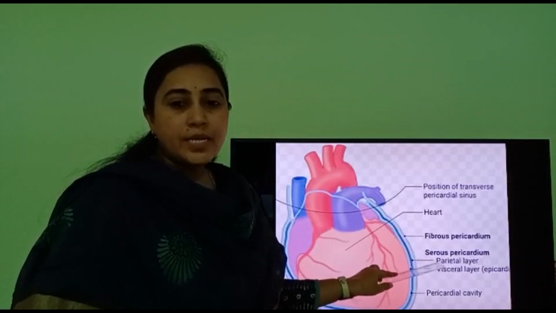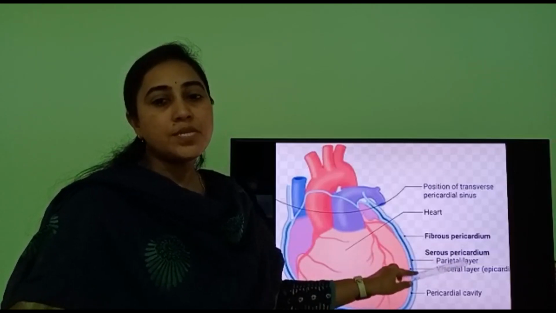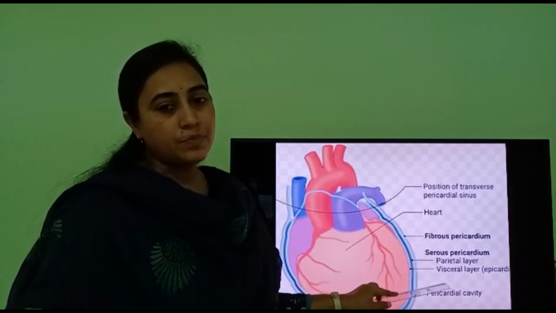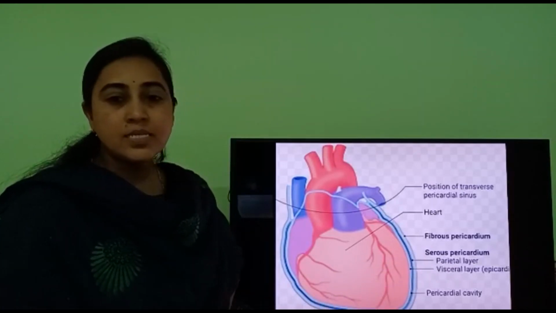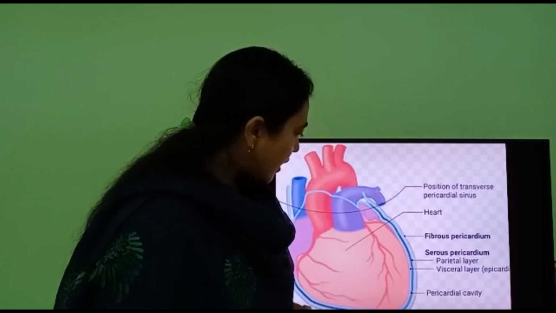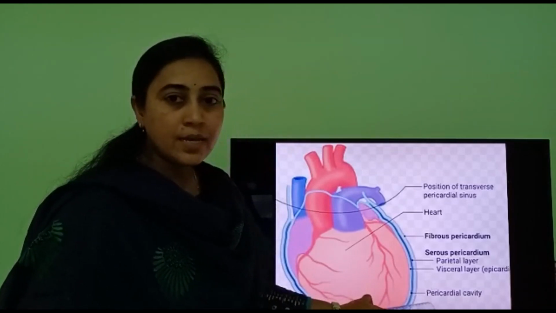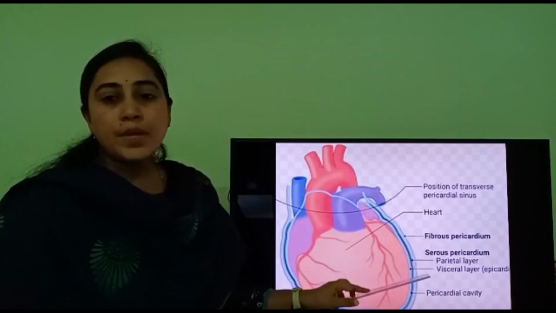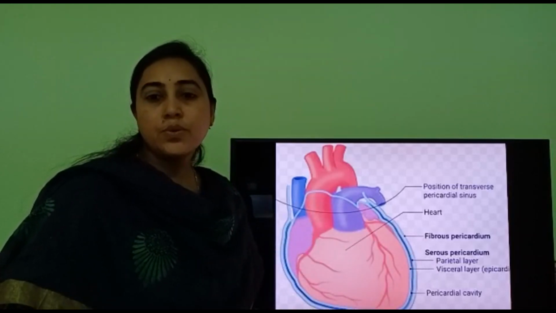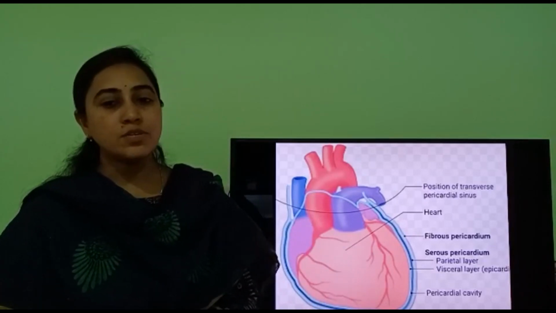The parietal layer is fused with the fibrous pericardium, whereas the visceral layer fuses with the surface of the heart and forms its outer layer, that is epicardium. The two layers are separated by a narrow pericardial space, that is called the pericardial cavity, and it is filled with pericardial fluid. This fluid reduces the friction between the two membranes and allows the free movement of the heart.